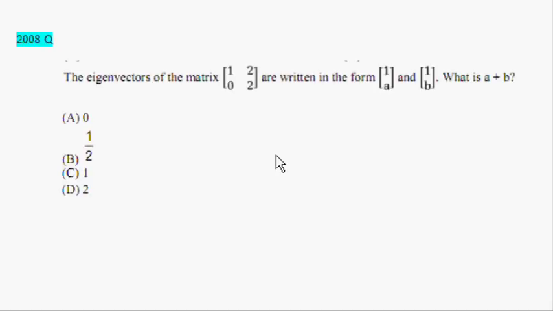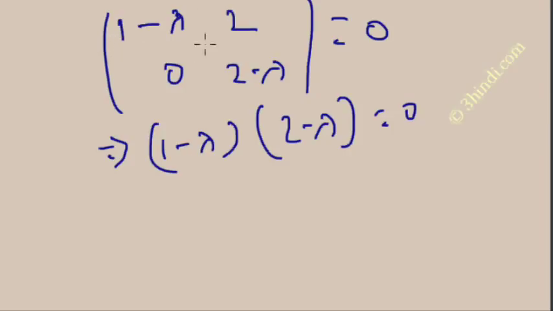This is another question of 2008. The eigenvectors of the matrix are written in the form of 1 a and 1 b. What is a plus b? So you are required to find the eigenvectors. To find the eigenvectors, you first need to find the eigenvalues. How can you calculate eigenvalues? 1 minus lambda, 2 minus lambda, and the determinant is equal to 0. This means 1 minus lambda into 2 minus lambda is equal to 0. So lambda is equal to 1, 2.